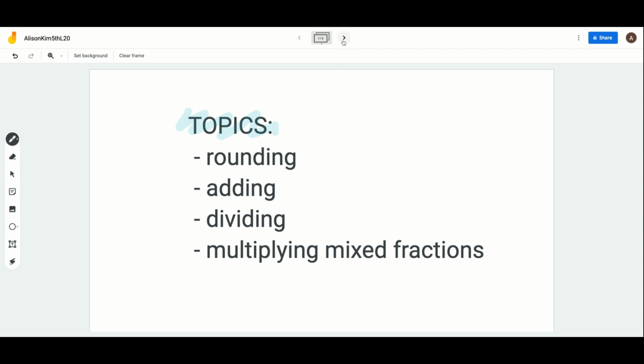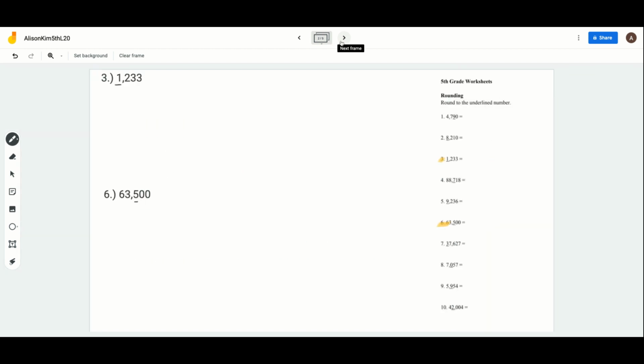So let's get started. We're going to get started on rounding, and we're going to do number 3 and number 6 together. Number 3 gave us 1,233, and it has the number 1 underlined, and the direction says to round to the underlined number. So we need to round to the number 1. However, we need to know the rounding rules first.